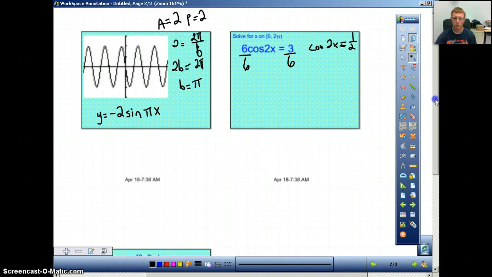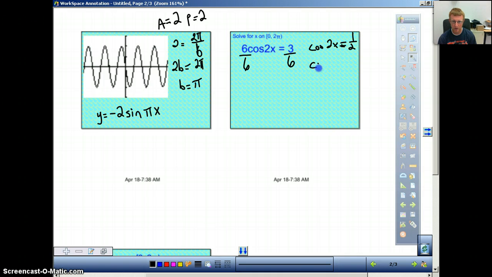So what you want to do is, let's not worry about this 2 yet. We just want to know, when is the cosine equal to 1/2? This is super important for us to understand how to do. Don't worry about the 2. When is the cosine of an angle equal to 1/2? What is this angle going to equal?